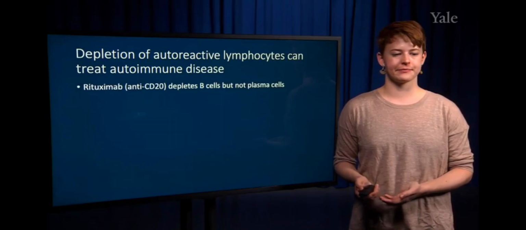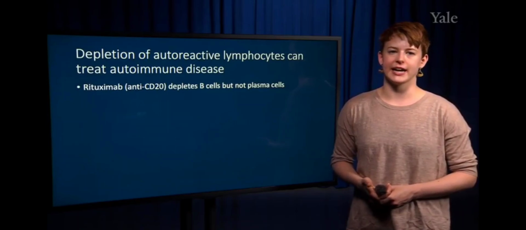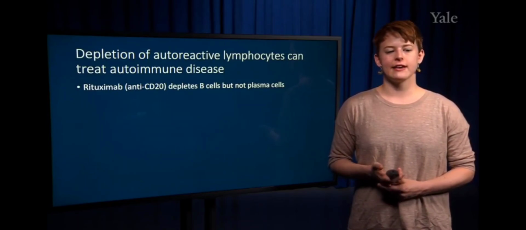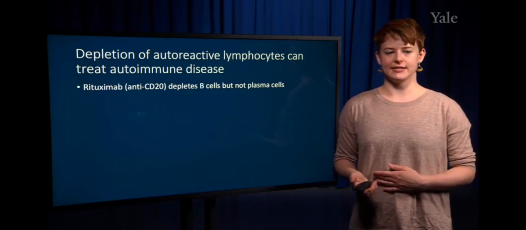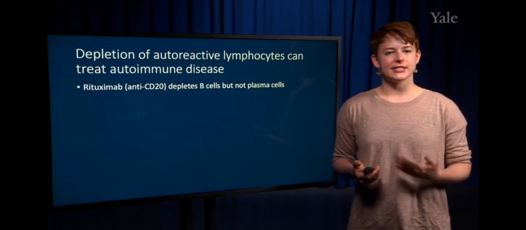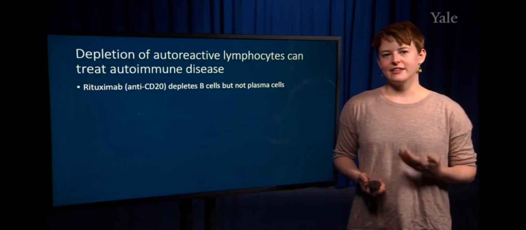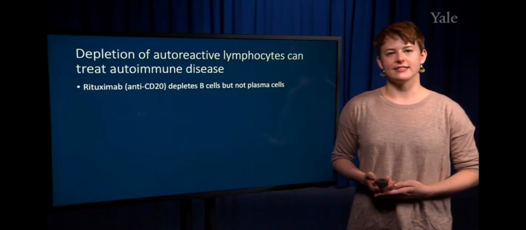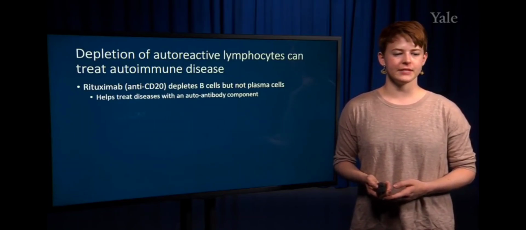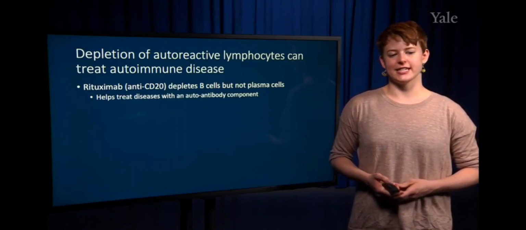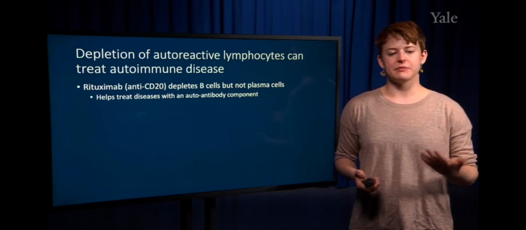One of the most common antibodies used in this is rituximab, or anti-CD20 in humans. And this depletes all B cells except for plasma cells. So in this case, you still have the cells that are producing antibody, so you will retain your immunity to infections you've seen before or been vaccinated against. However, this helps treat diseases with an autoantibody component, as it helps prevent all the less mature B cells.